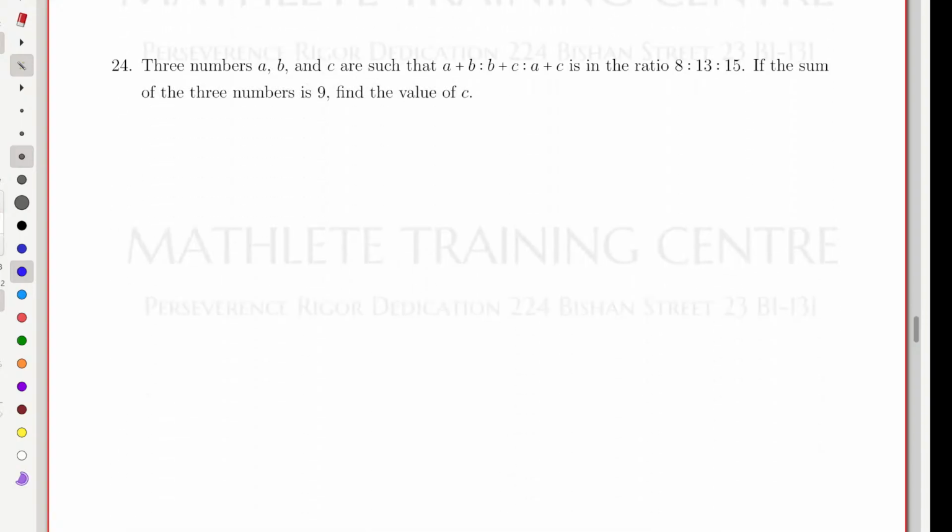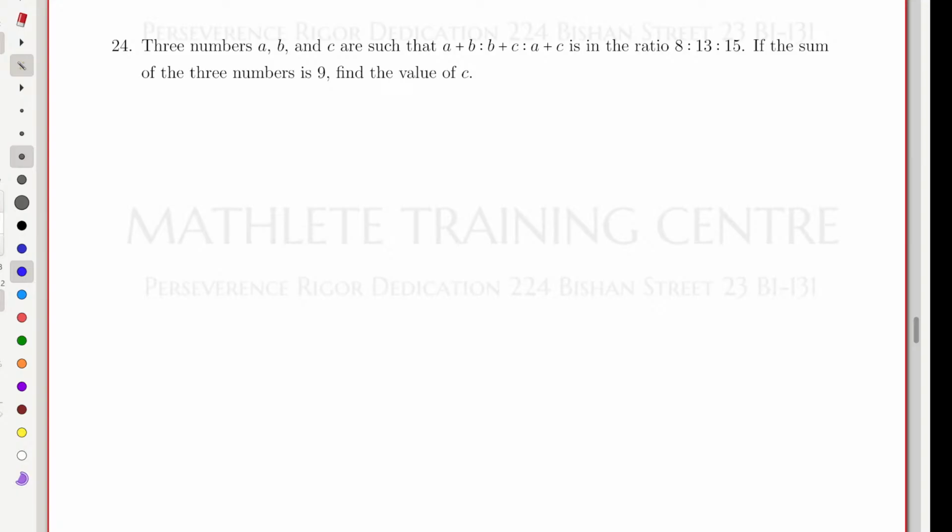Okay, question number 24. Three numbers A, B, C are such that the ratio A plus B to B plus C to A plus C is 8 to 13 to 15. If the sum of the three numbers is 9, find the value of C. How to do? Well, this question is almost entirely algebra. A plus B is 8 units. B plus C is 13 units. And then A plus C is 15 units.